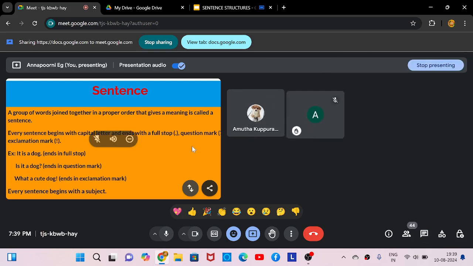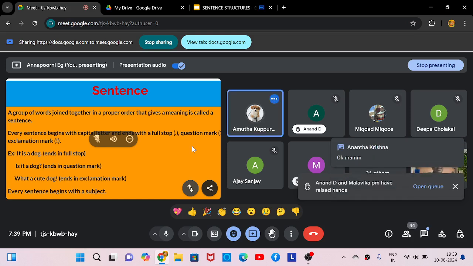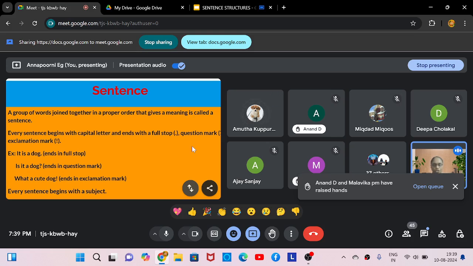Okay. So here you can see it is a dog that ends in a full stop. Is it a dog? This is a sentence that ends in a question mark. And what a cute dog. This ends in an exclamation mark. So this is how we can write different types of sentences: one ending in a full stop, one ending in a question mark, and the other one in an exclamation mark.